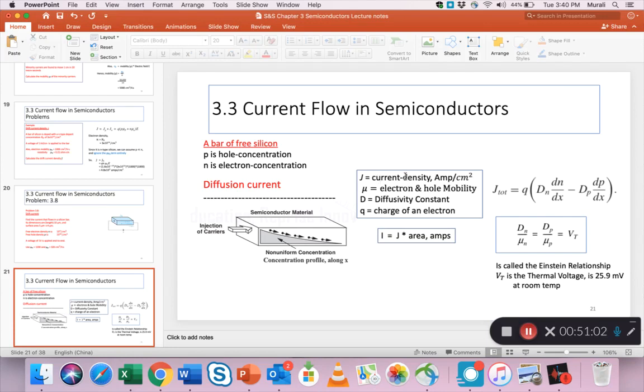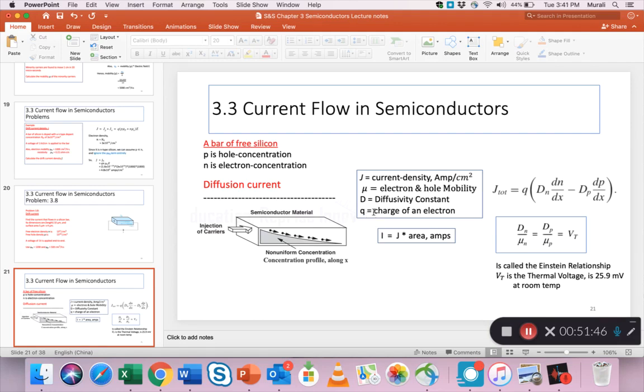Now we know J, we already saw, it's current density, amps per centimeter square. Mobility, we were already introduced. We have a new factor called D, which is the diffusivity constant, and that's used in these formulas, and that's related to each other and to something called Vt. This is another big important relationship. In fact, this relationship is called the Einstein relationship. And Vt is something called thermal voltage, and it has a certain value in millivolts at room temperature. So there are all of these new items that came in from physics. Try to become comfortable. I'll show you how to use these in formulas as we do some problems.